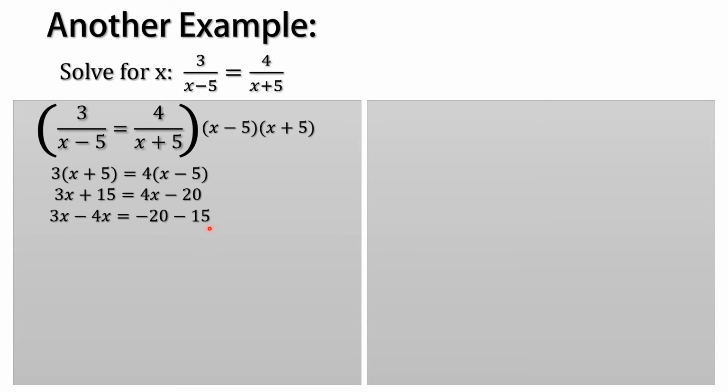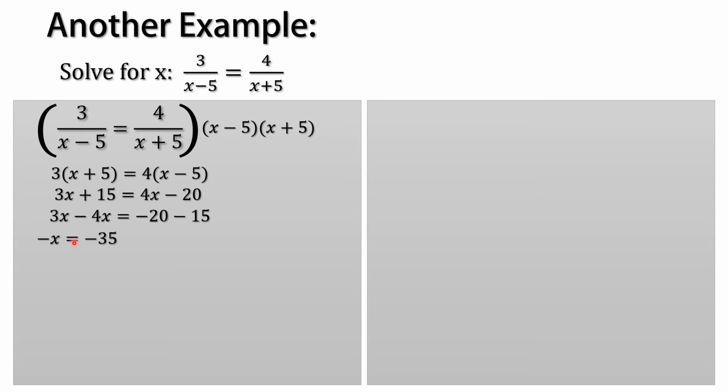And then we simplify. 3x minus 4x, that is negative x. Why negative x? Because the subtrahend is larger as compared to the minuend. So this is negative x. And then on the right side, negative 20 minus 15, that is negative 35. You can use your calculator in solving this kind of problem. Okay, we have here negative x is equal to negative 35.